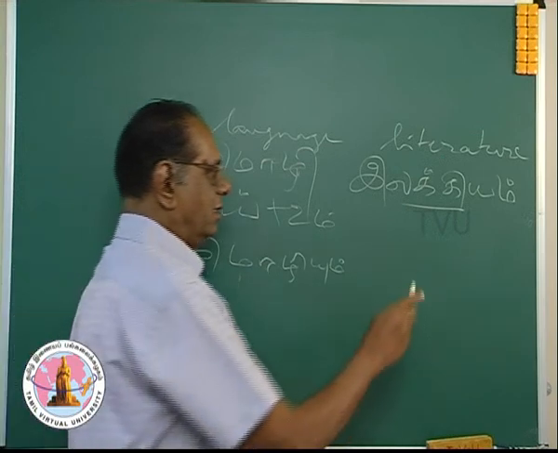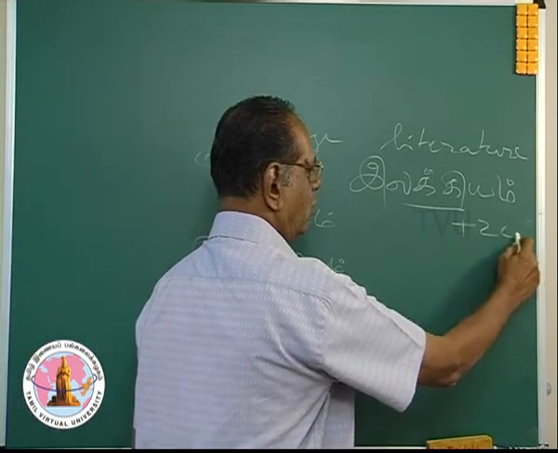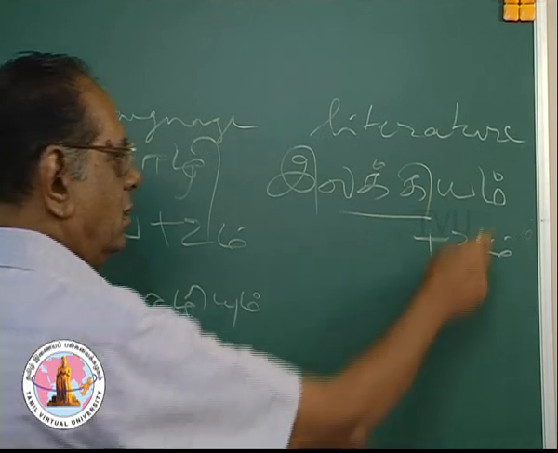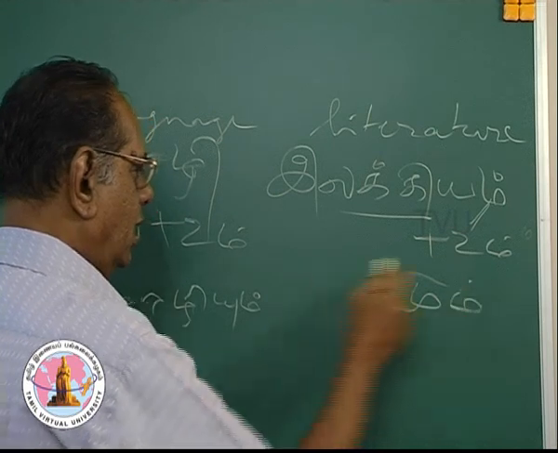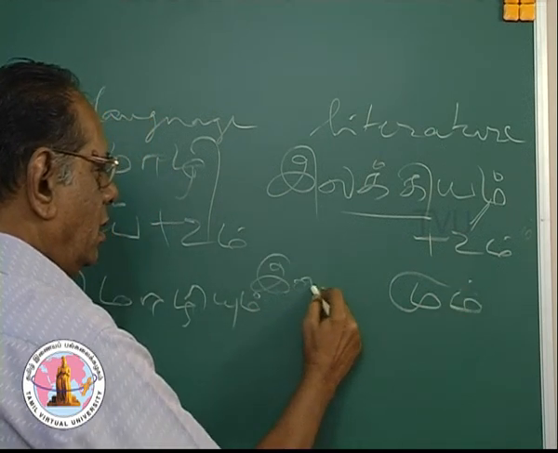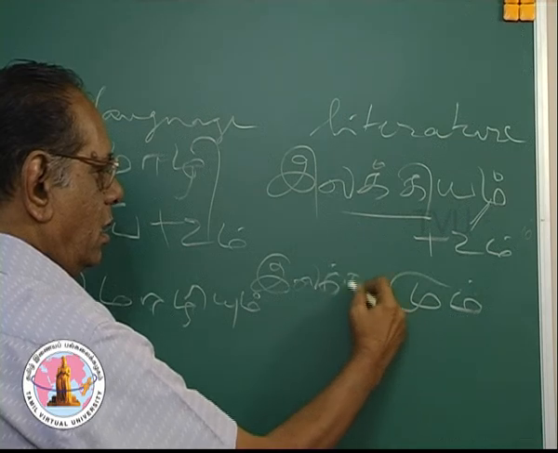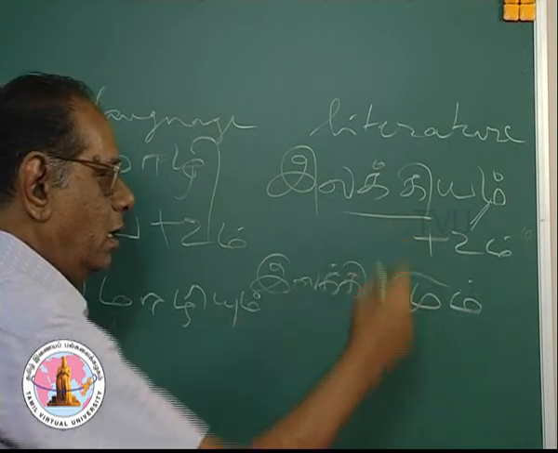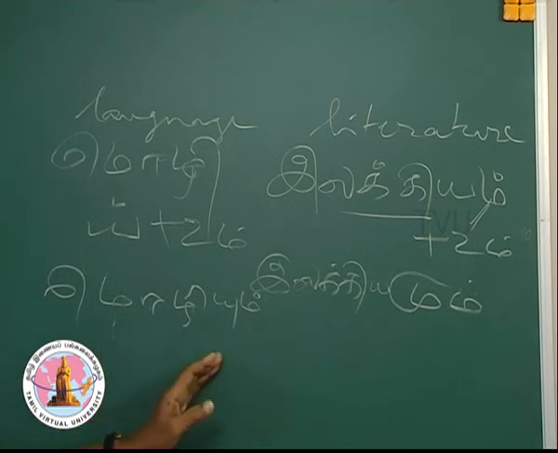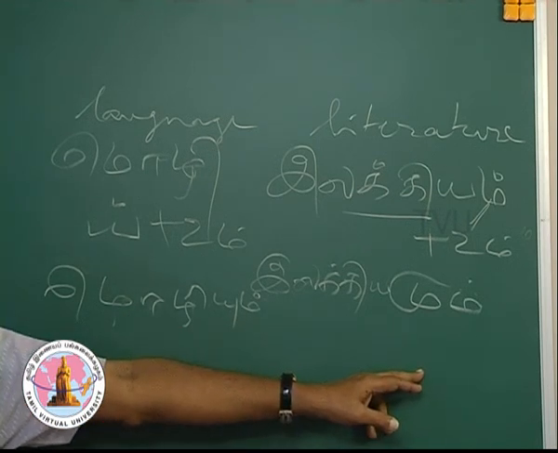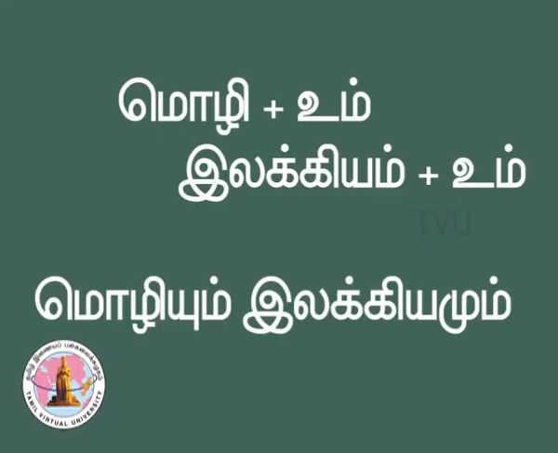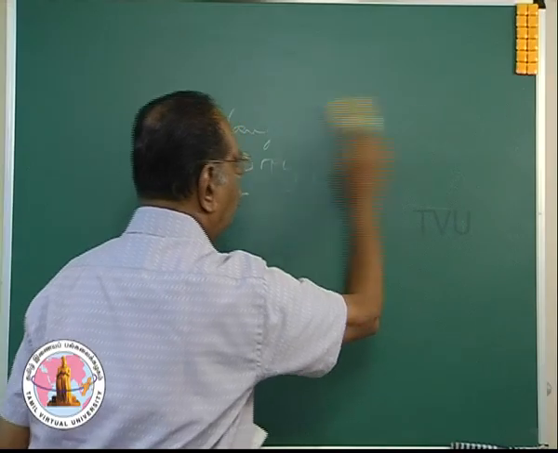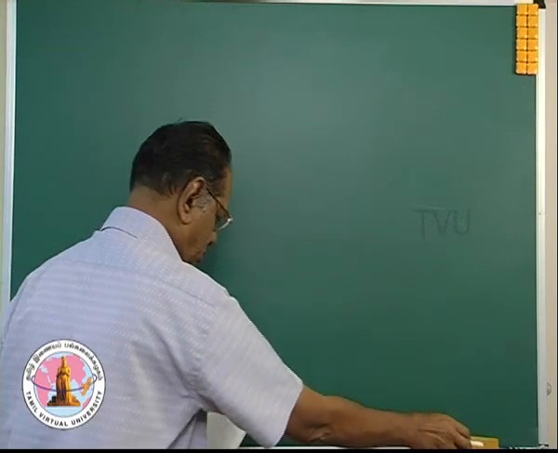And here, Ilakiyam plus um. What happens? It's a natural combination. So, Ilakiyamum. Moriyum Ilakiyamum. Is it clear? It's a bigger word with so many letters. I move on to another set of words.